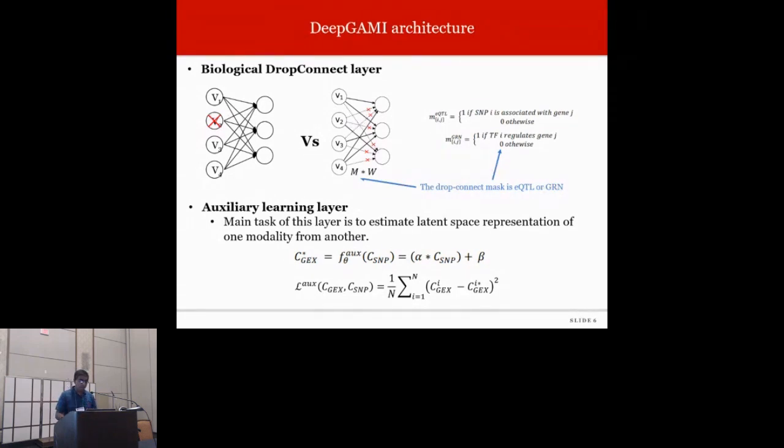The main task is to estimate the latent space representation of one modality from the other. We have two different parameters, alpha and beta. We just try to estimate that, and we use mean square error loss between the original latent space versus the estimated. So this enables us to do cross-modality imputation.